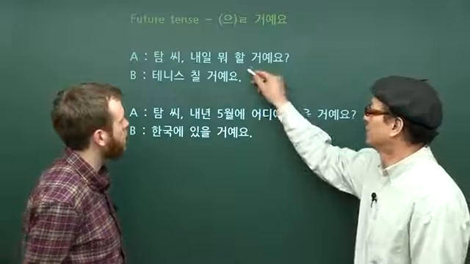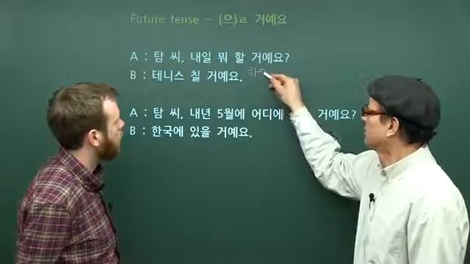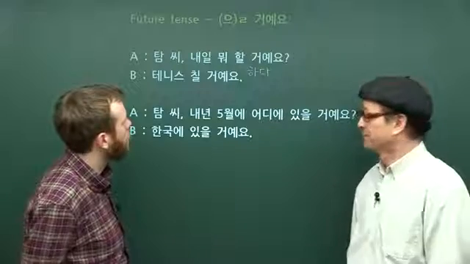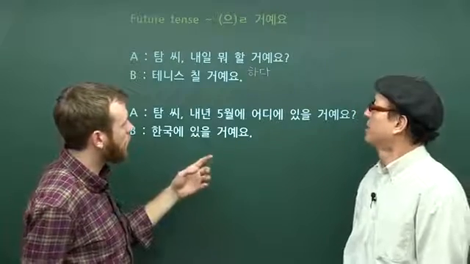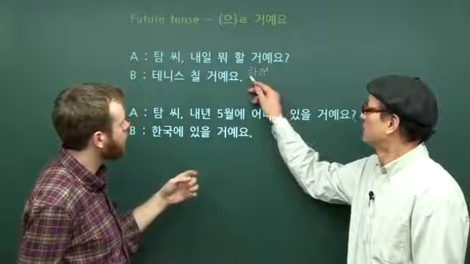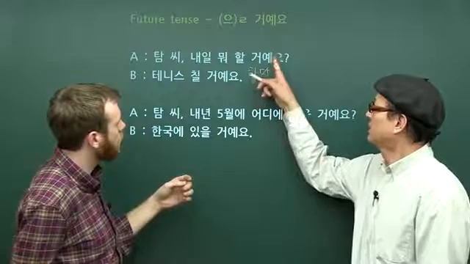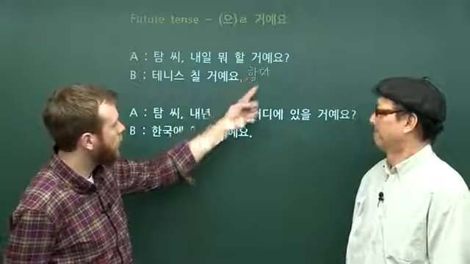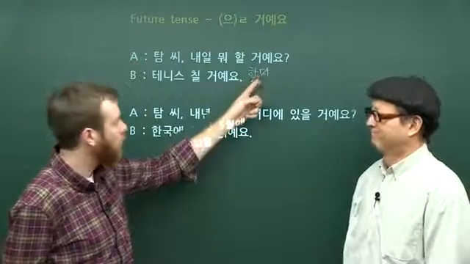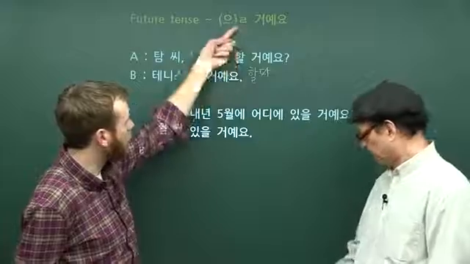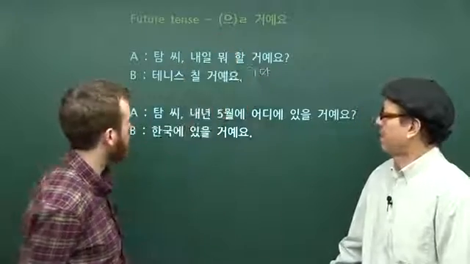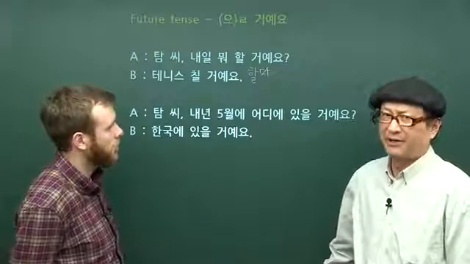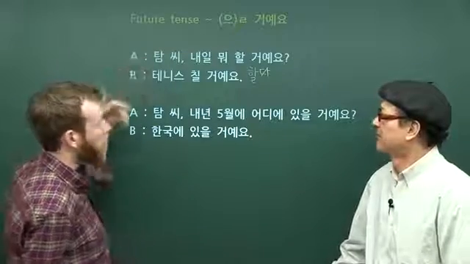Okay. So 하다 is our original verb, to do. To make the future tense in this case, 그래서 할 거예요. Because the verb stem of 하다 ends in a vowel, we simply add ㄹ and 거예요. Okay. 테니스 칠 거예요. So the question was, Tom, what are you doing tomorrow?